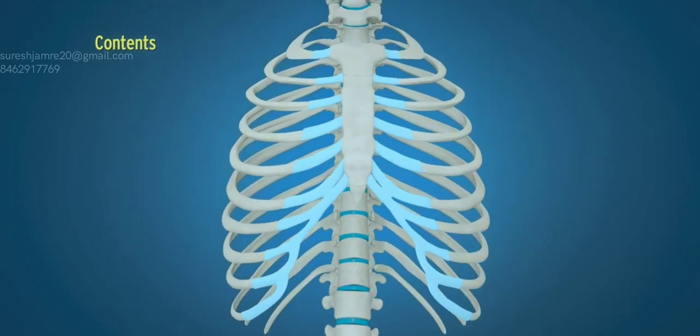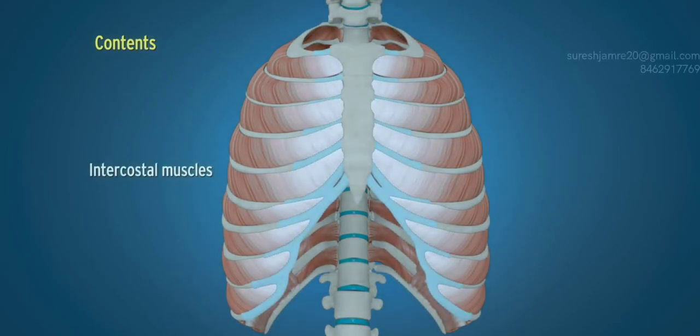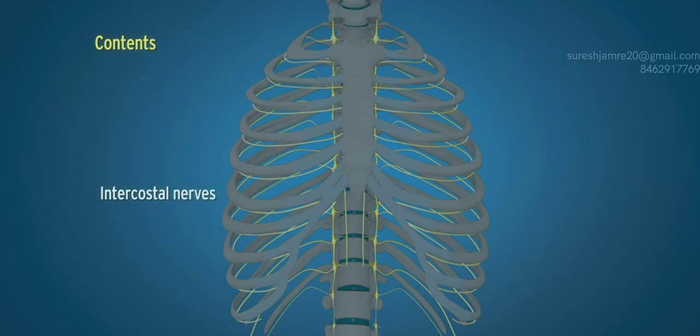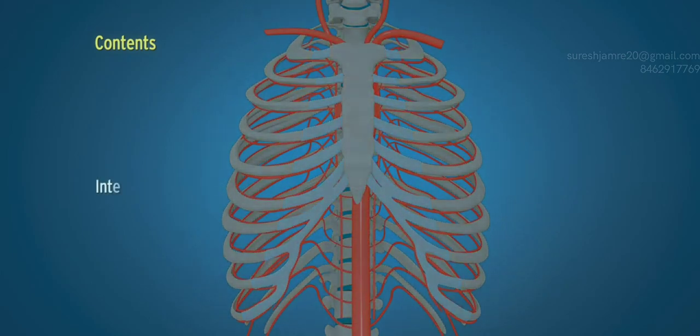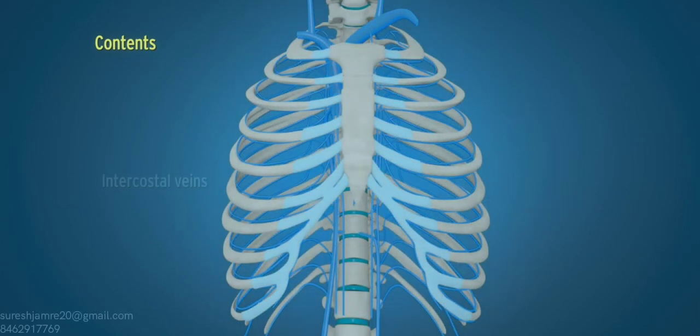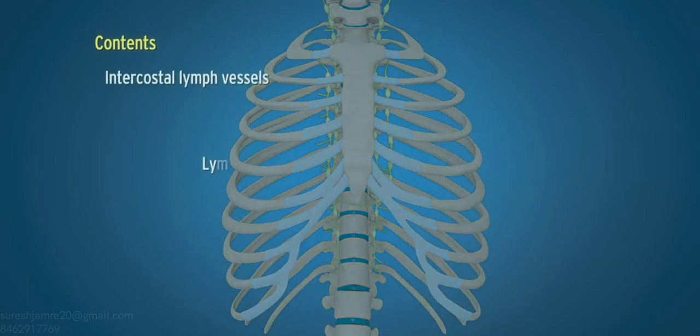Contents. Each intercostal space contains intercostal muscles, intercostal nerves, intercostal arteries, intercostal veins, intercostal lymph vessels and lymph nodes.